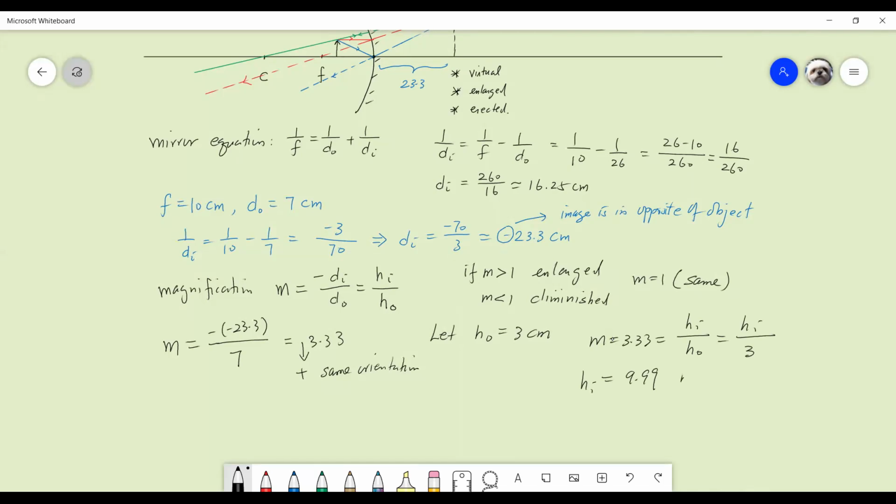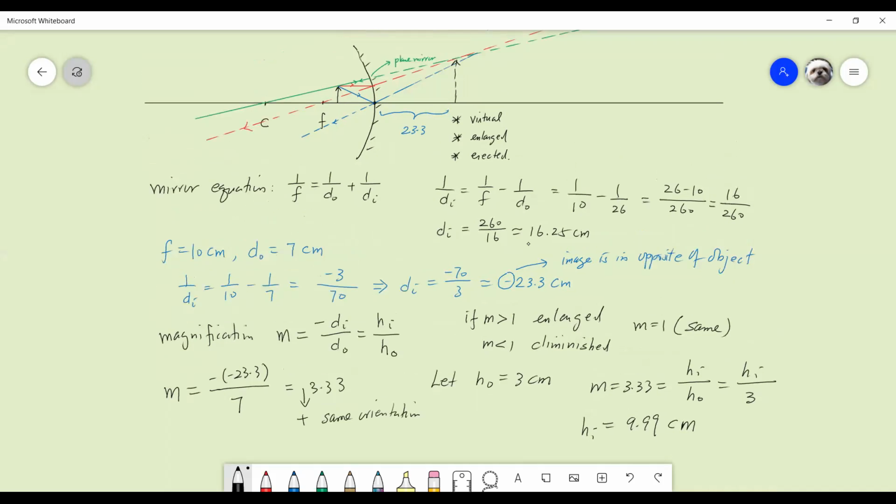Centimeters. That makes sense, right? If you look at the picture here, they are about 3 times, right? Like I said, I did not draw very well, that's why they are not to scale. Approximately, the graphical method is close to the result of the analytical method, right?